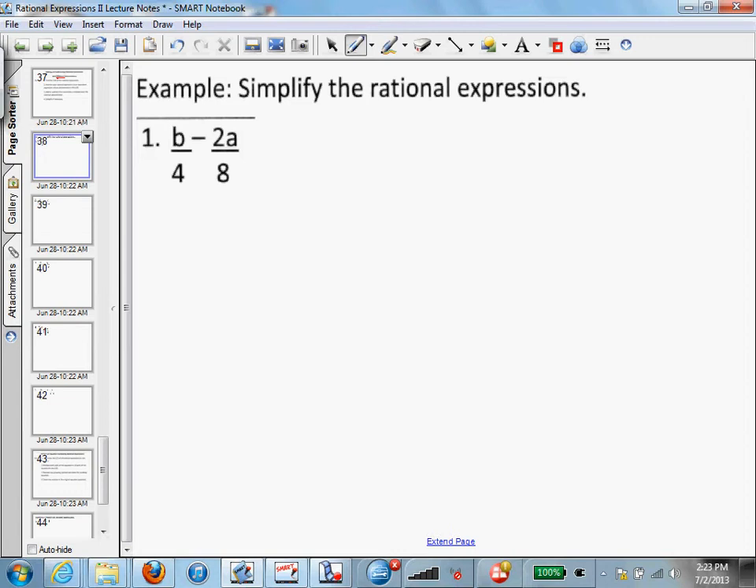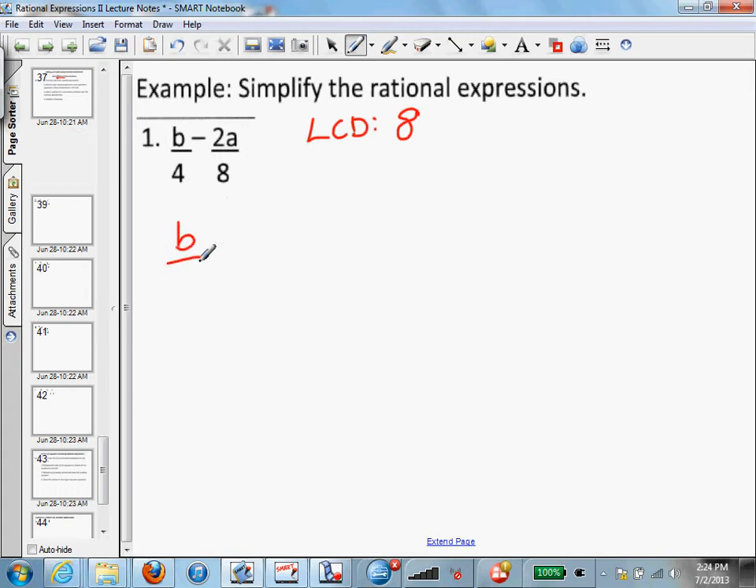So getting started, we simplify the rational expression of b over 4 minus 2a over 8. Okay, so we want to identify our LCD, and it's a number that both of these can go into. 8 can go into itself, and 4 can go into 8. So our least common denominator in this case will be 8.